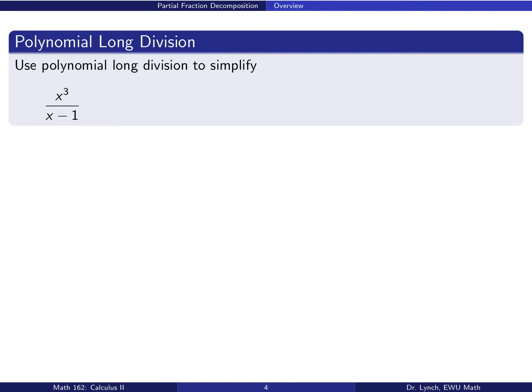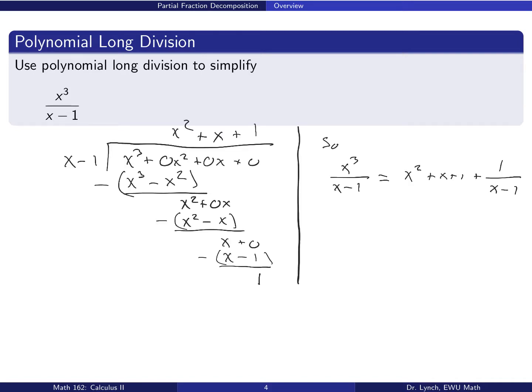So polynomial long division is a strategy that you've probably seen before. We'll go ahead and use polynomial long division to simplify this rational function. So here's what polynomial long division tells us about this rational function, x cubed over x minus 1. We can first divide x into x cubed, getting x squared, subtracting the resulting product, and similarly with x and 1, so that x cubed over x minus 1 can be written as x squared plus x plus 1 plus 1 over x minus 1. Now, of course, if those two functions are equal, their integrals should be equal too.